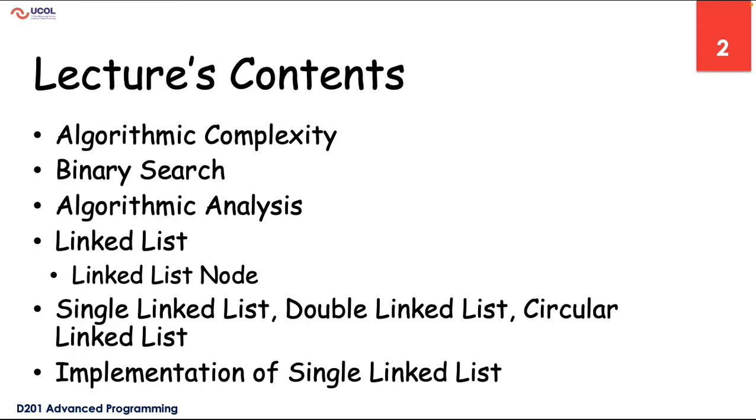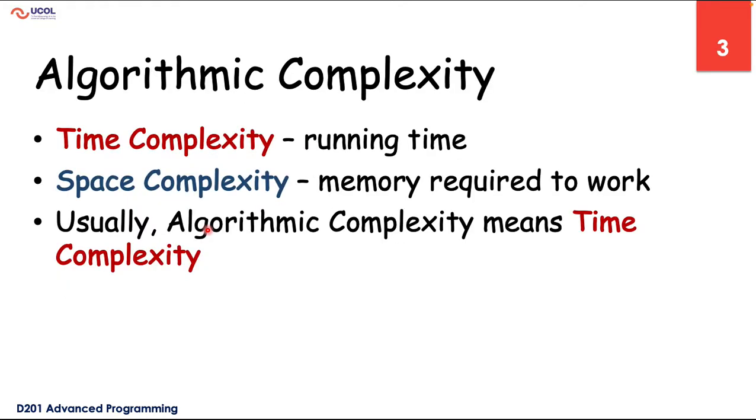We have different types of linked lists. We have the linked list node, single linked list, double linked list, circular linked list, and then we have the implementation of the single linked list. So this is the structure of today's lecture. The first thing is algorithmic complexity.